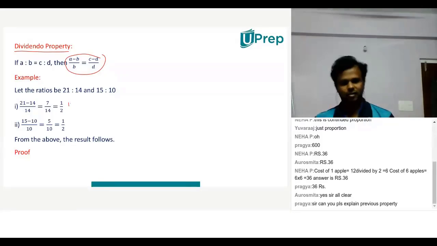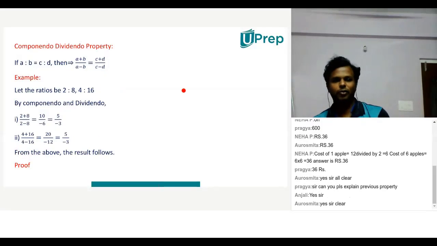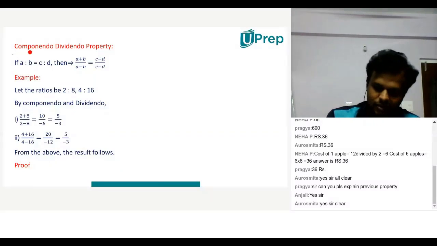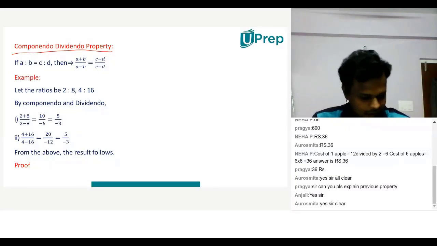Neha, children, are we clear with the property of dividendo? In the previous case, we had addition here. In this case, we have a subtraction. And this is componendo dividendo, children. So A plus B by A minus B should become equal to C plus D by C minus D.